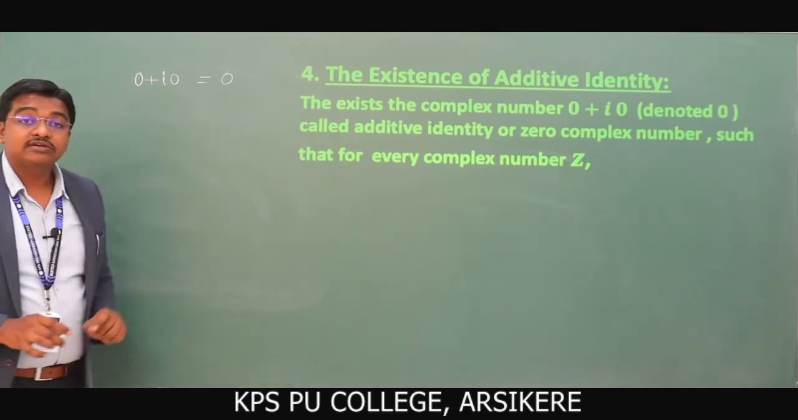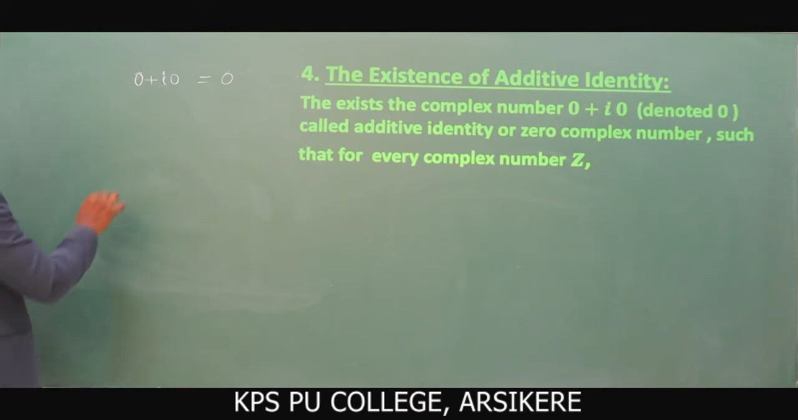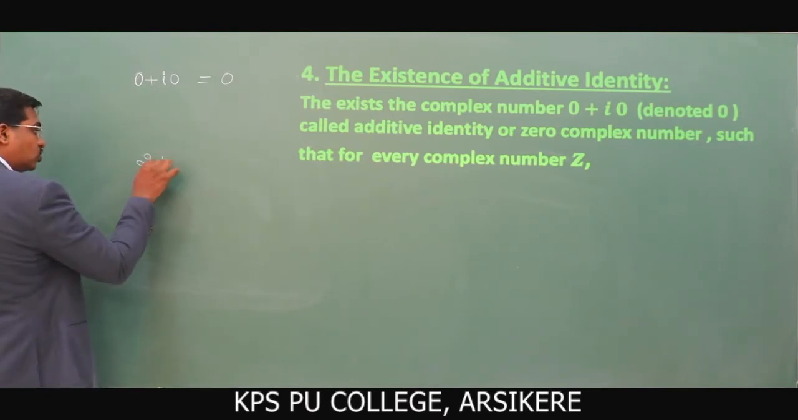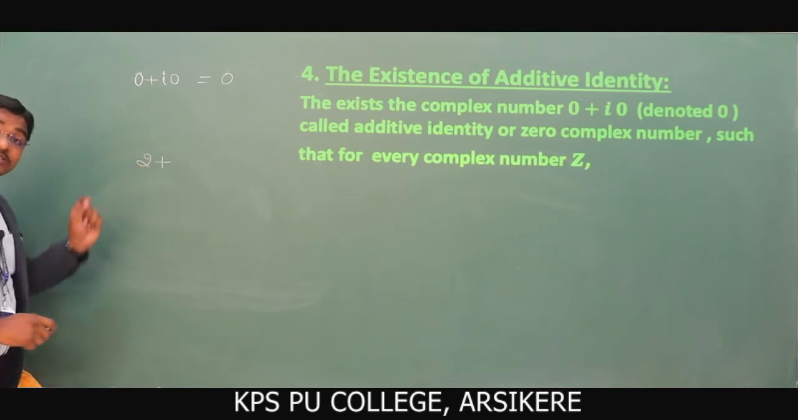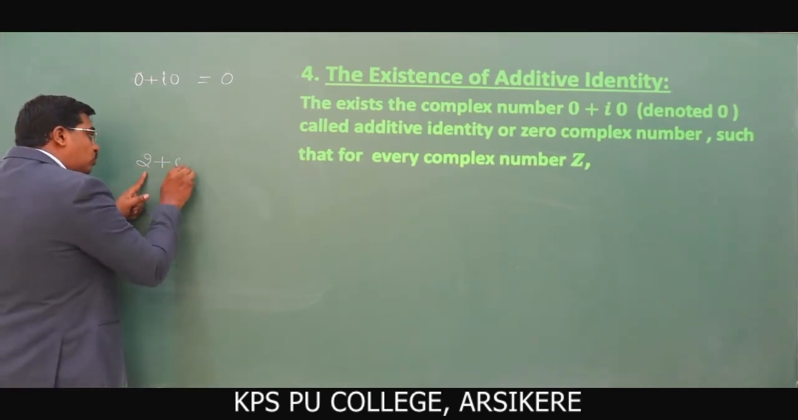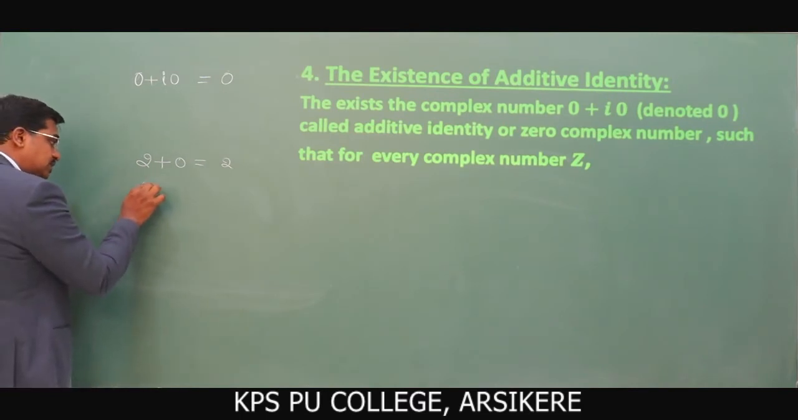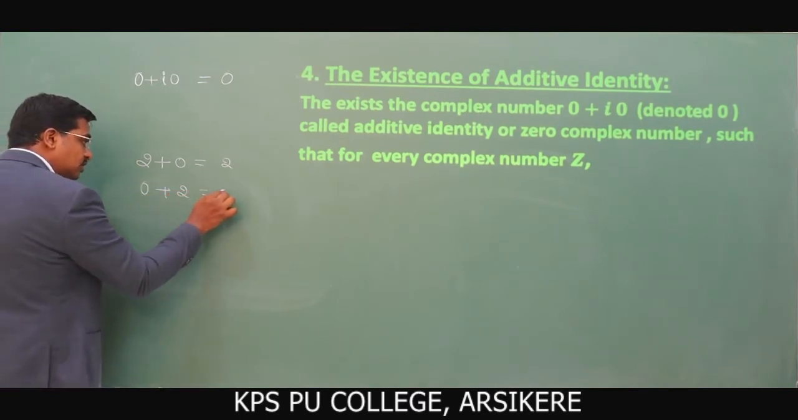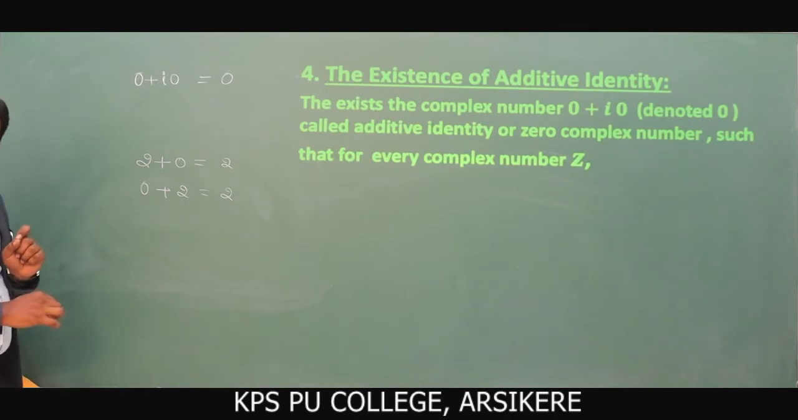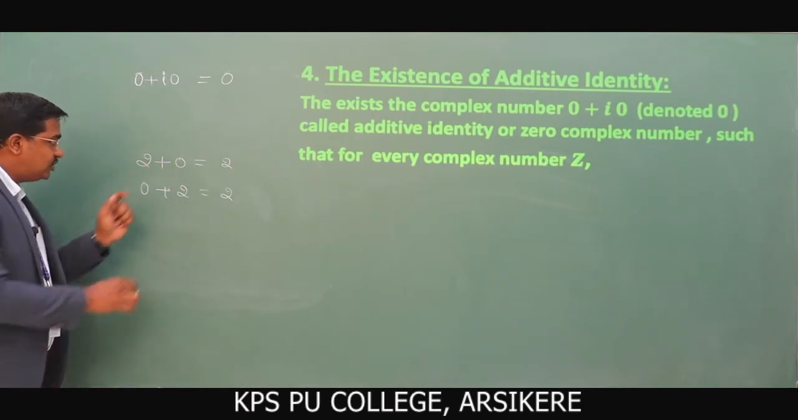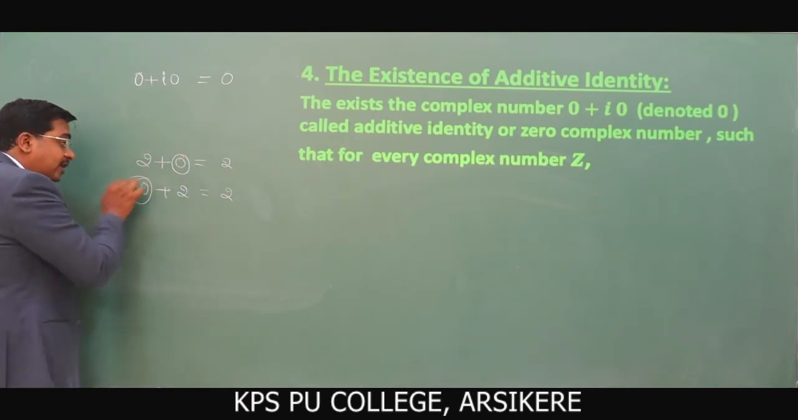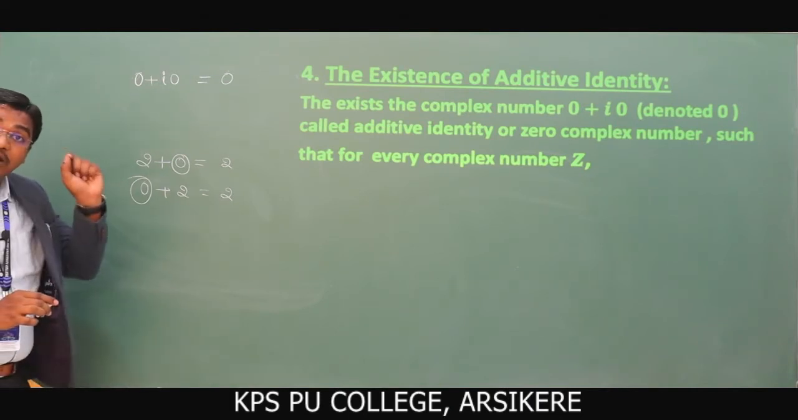So here 0 is called additive identity because, just take the number 2. If I add 0 to any number, again we get the same number. So 2 plus 0 is equal to 2. At the same time 0 plus 2 is also equal to 2. So here look, 0 is called additive identity.